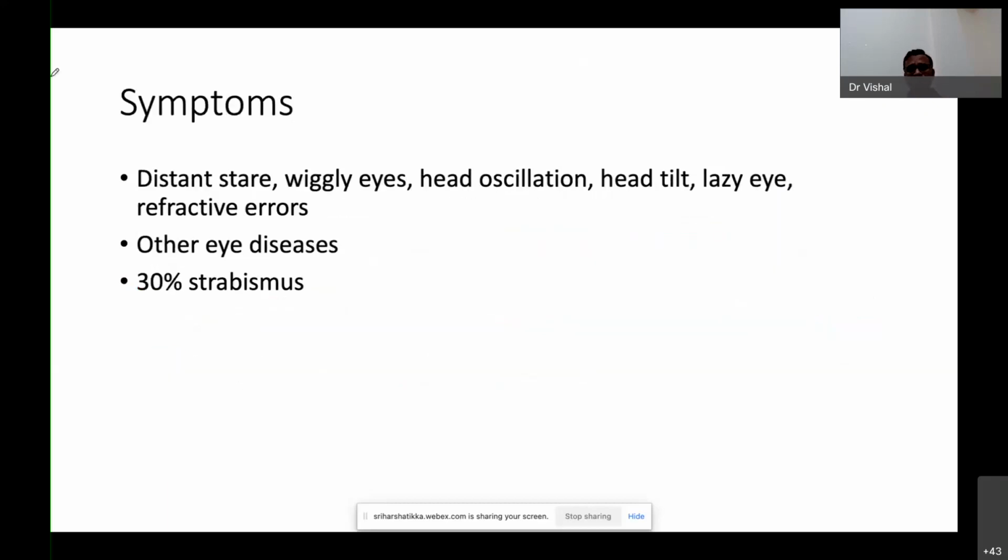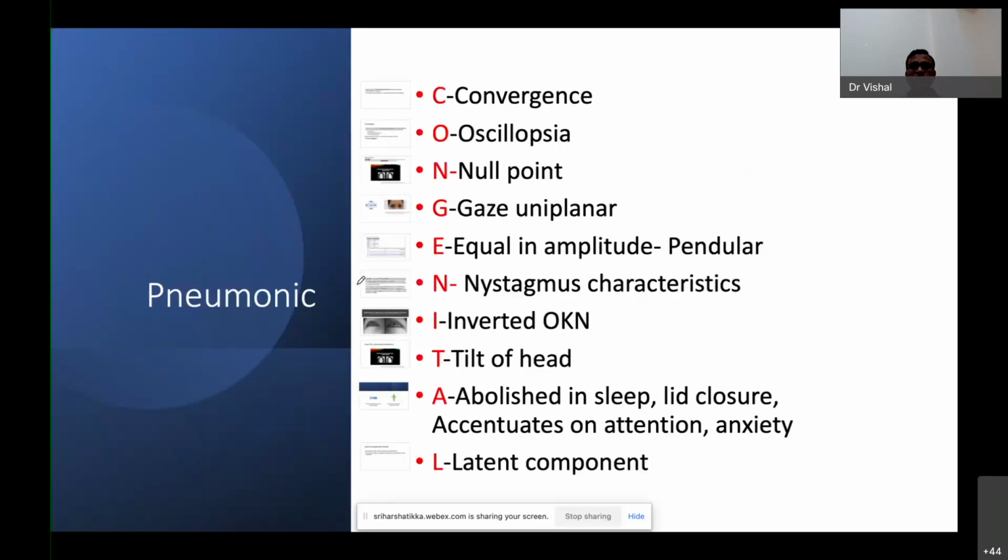There is a variety of symptoms patients can have. They can just have wiggly eyes without any symptoms, or they can have a distant stare. They might be looking through you, as if looking at a distance, and they can have head oscillations along with the nystagmus. They can have head tilt because of the null point. They can have refractive errors like high myopia, hyperopia, lazy eye, other eye diseases, and 30% of the time they have associated strabismus.